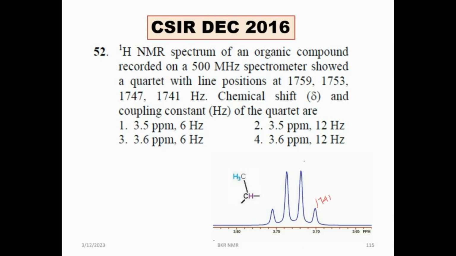1741, 1747, 1753, 1759. So first என்ன கேட்டிருக்காங்க? Chemical shift கேட்டிருக்காங்க. So what is the center value? All that is given in hertz ல கொடுத்திருக்காங்க. These all are in hertz. Ma'am. What is center value?